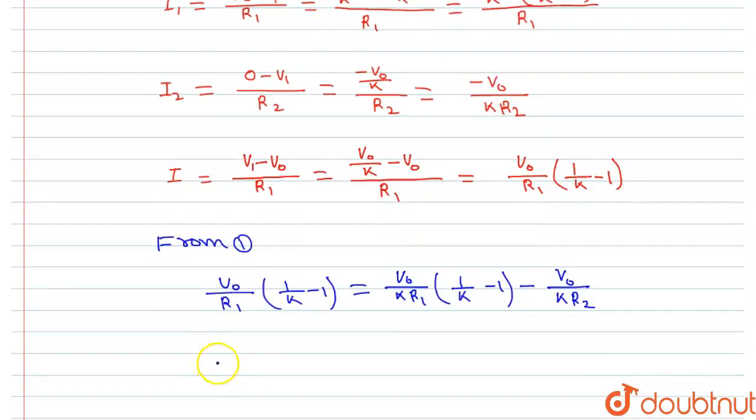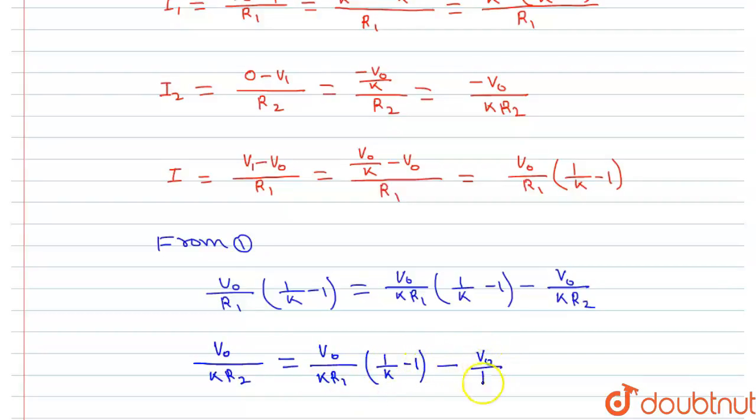So from here we can write K. Now we can transpose this to the other side. So we can write V naught divided by K into R2 is equal to, transposing this to the right side, V naught divided by K into R1 into (1 by K minus 1), minus V naught divided by R1 into (1 by K minus 1).